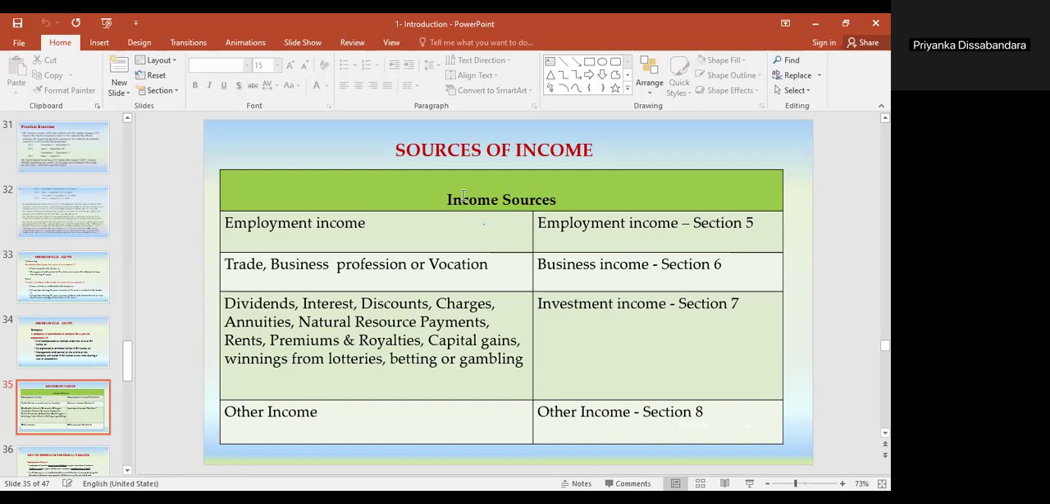Now we know the year of assessment, we know about a person, now we are moving to calculate taxable income. So the first step to calculate taxable income is determining the sources of income. So to determine the sources of income, we should have better knowledge about the income sources of a person.